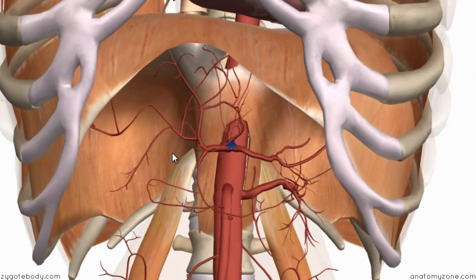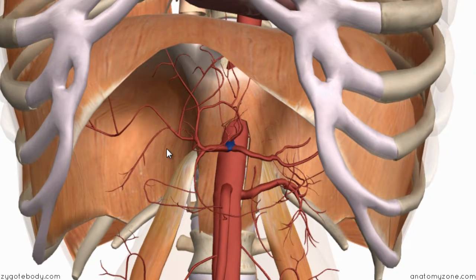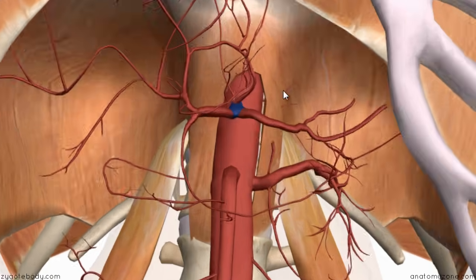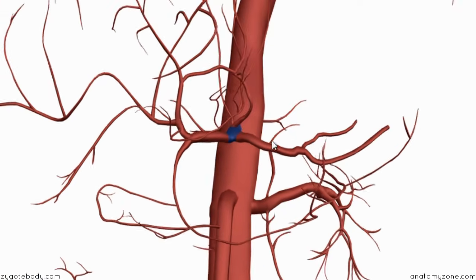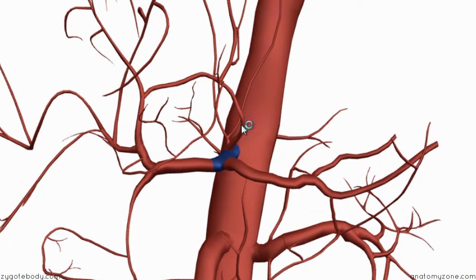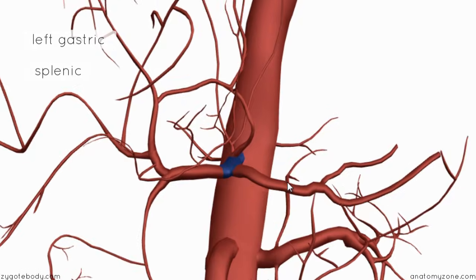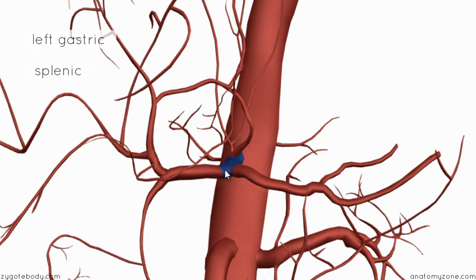So the celiac trunk has three branches. You've got the left gastric branch, which is this branch here going upwards, and then you've got the splenic branch, the splenic artery, coming off going towards the spleen to the left, and you've got the common hepatic artery. So those are the three branches that come off the celiac trunk.